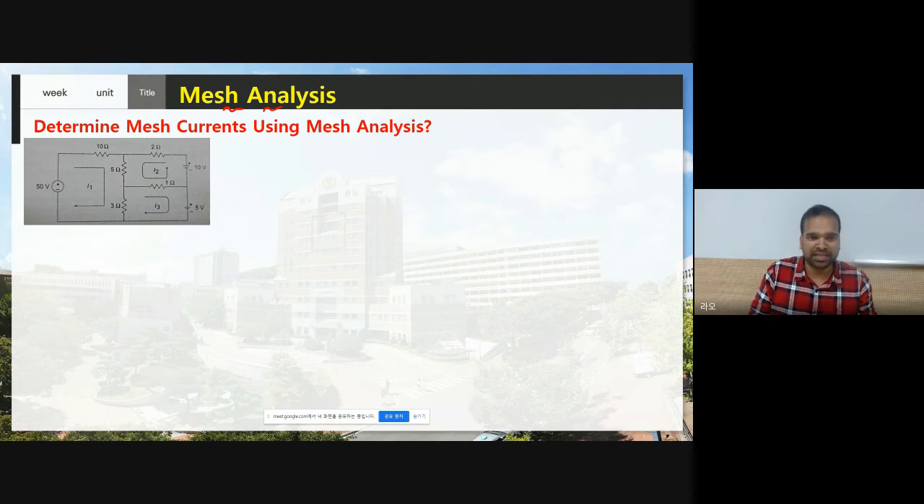Now before applying mesh analysis, you need to understand whether we can apply mesh analysis or nodal analysis to this circuit. In order to conclude that, you need to find how many voltage sources and current sources we have. We have three voltage sources, of course. If any circuit has a large number of voltage sources, then you can apply mesh analysis. Point number two, is it a planar circuit or non-planar circuit? Yes, it is a planar circuit because it doesn't have any crossover for the elements. If it is a planar circuit, you can apply mesh analysis.